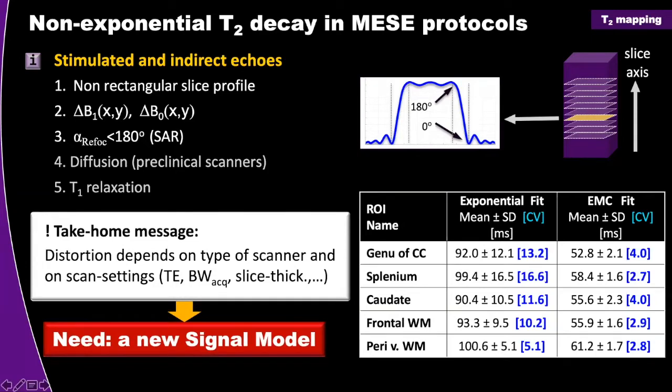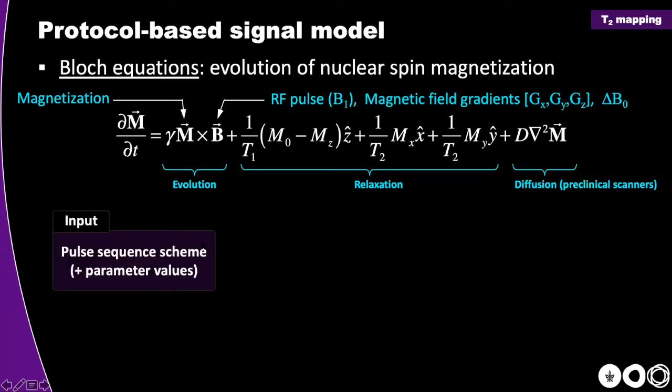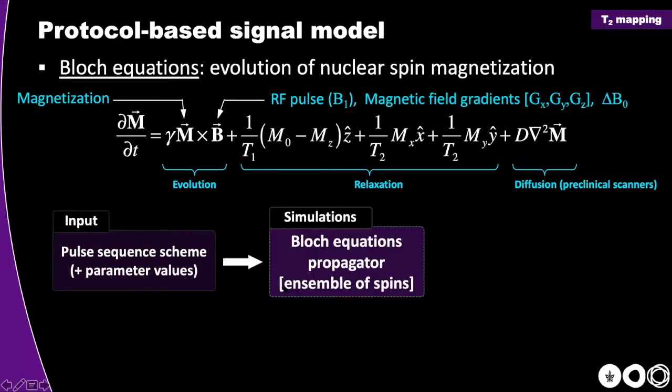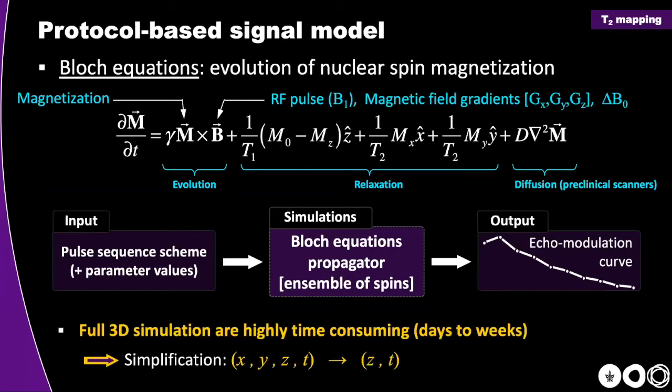This is the EMC, echo modulation curve, a signal model that is based on simulating Bloch equations. So we take the full Bloch equations and simulate them on a computer with a specific T2 value in mind. The simulations take into account the actual pulse sequence scheme from the scanner, exactly as it was implemented, including the parameter values. It produces, through a propagator, an echo modulation curve for this T2 value. And this is, in a sense, the practical curve, what we expect to see from experimental data.